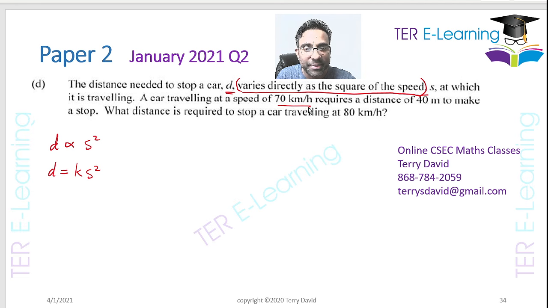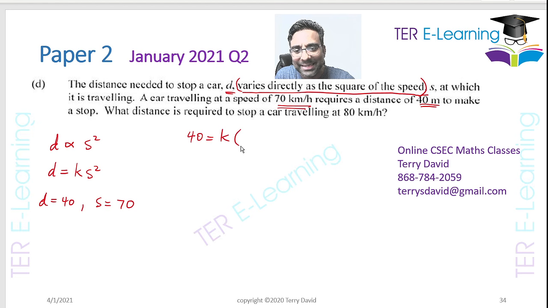So the car is traveling at a speed of 70, and it requires a distance of 40 meters, right? So what that means is that my distance is equal to 40, and my speed is equal to 70. So we have some information we can use in order to figure out k. So here's what we're going to do. We're going to say 40 is equal to k multiplied by s squared, right? So all I'm doing here is substituting information into this equation in order for me to figure out what the value of k is. So k is actually equal to 40 divided by 70 squared.